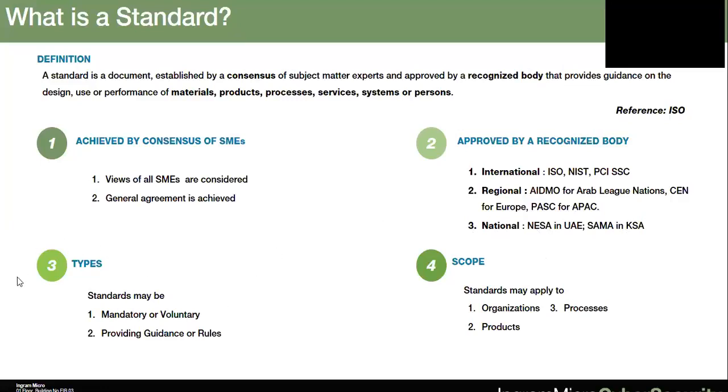So now the question is, what are the different types of security standards? On this slide, under section number 3, we can see that standards can be mandatory or voluntary. What does that actually mean? NISA, for example, is a mandatory standard for government entities in the UAE. On the other side, we have SAMA, which is the cybersecurity framework for KSA, for the financial sector, for example. On the other side, we have standards that can be voluntary. A good example of that would be ISO 27001, or the implementation guidance for it, which is 27002.